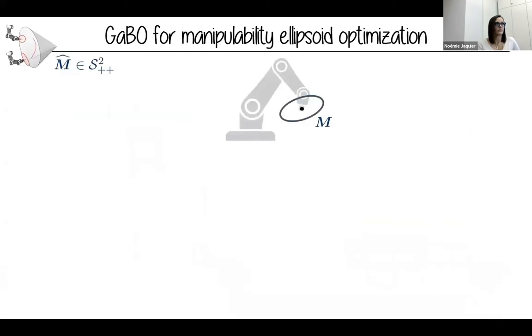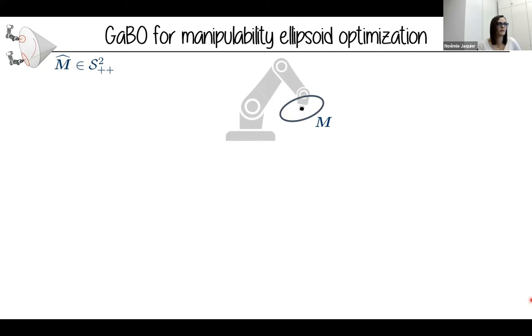So now moving to some robotics experiments. So we first used GaBO for optimizing manipulability ellipsoids. So manipulability ellipsoids in robotics are symmetric positive definite matrices. So they are ellipsoids, as you can see here. And they indicate to us the ability of the robot to move along all the directions in the task space. So what it means is that the robot is going to be able to apply a high velocity along the main axis of this ellipsoid here. And here it will be able to apply only a lower velocity. So this is what this manipulability is telling us.